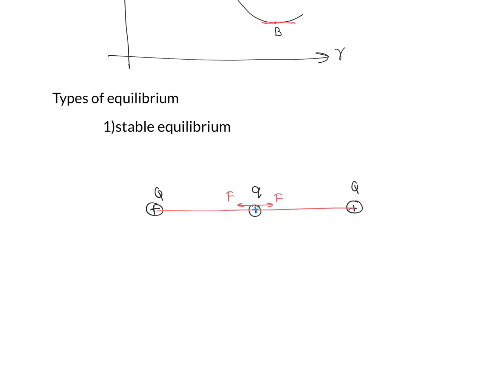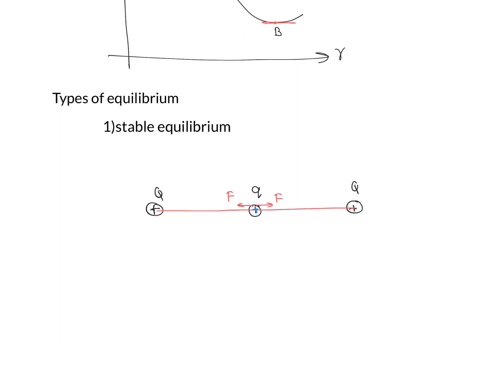Now if we displace this charged particle towards the right, then the force of repulsion between this object and this positive charge will increase, so there will be a larger force acting towards the left. Because of that, it will take the particle back to its equilibrium position. So we can say that along this x-axis, this positive charged particle is in stable equilibrium. The condition for stable equilibrium is that if you displace the object from its mean position and the object is able to come back to its original position, then it is in stable equilibrium.